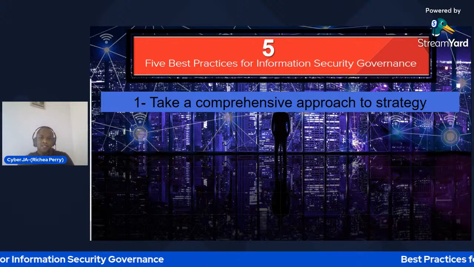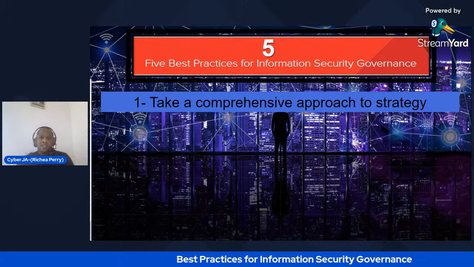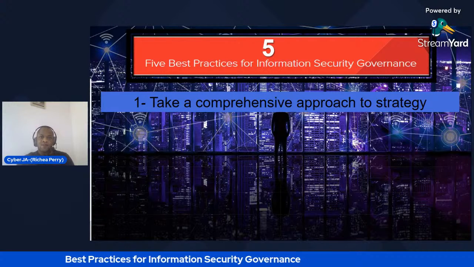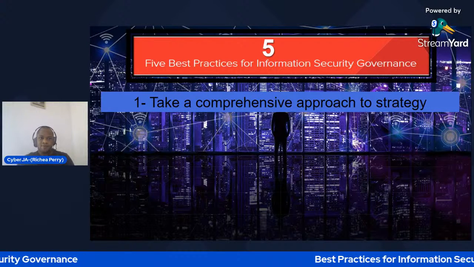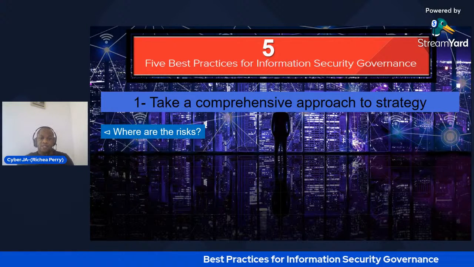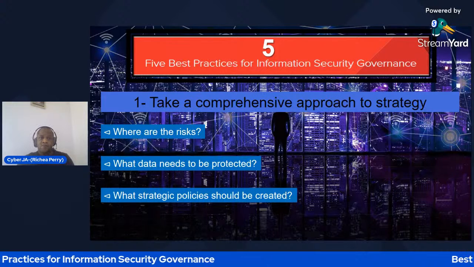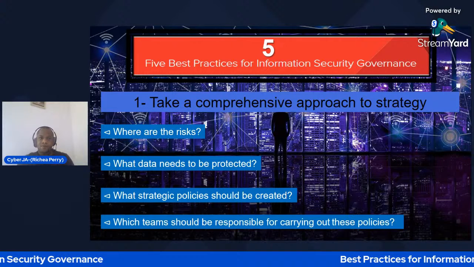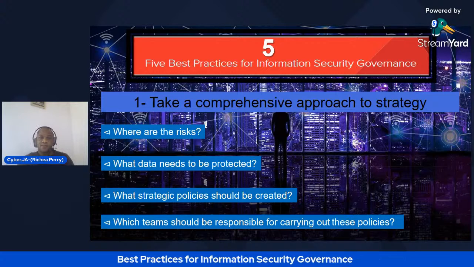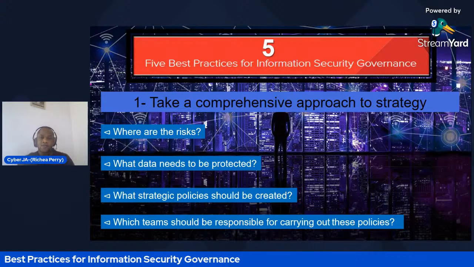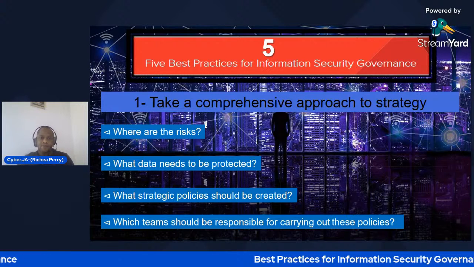Now, there are some very important questions that you need to address in terms of taking this holistic approach as it relates to developing your information security governance. Questions such as, what are the risks? What data needs to be protected? What strategic policies should be created? What teams should be responsible for carrying out these policies? So those are some of the questions you need to bear in mind as it relates to this first step.